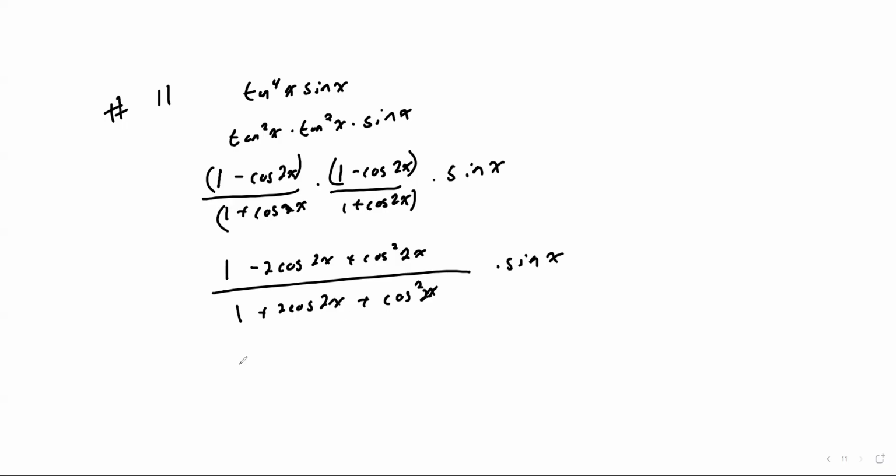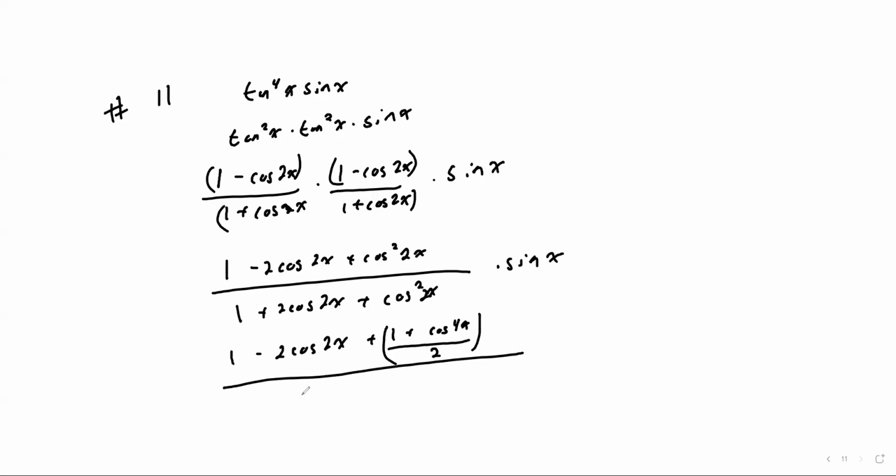We now know what this equals, so we're going to say this is now 1 minus 2 cosine 2x plus, from example 3, where this got pulled from, again, this will be 1 plus the cosine 4x over 2. And then this will be 1 plus 2 cosine 2x plus 1 plus cosine 4x divided by 2 times my sine x right there. All right, so we're just about there.